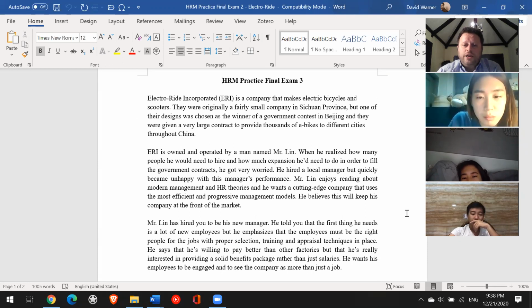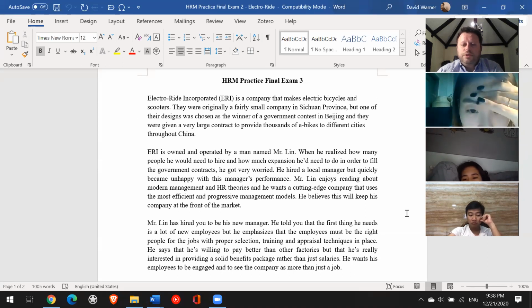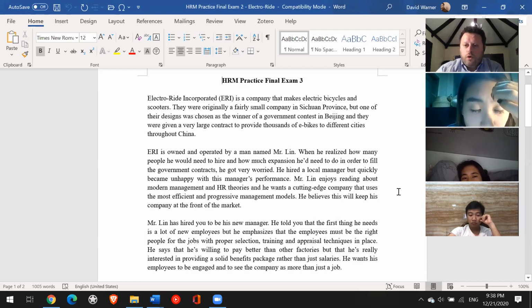He hired a local manager, but quickly became unhappy with this manager's performance. Mr. Lin enjoys reading about modern management and HR theories, and he wants a cutting-edge company that uses the most efficient and progressive management models. He believes this will keep his company at the front of the market. So you can already see the first 2 paragraphs, just like the last one, are kind of an introduction. So don't worry that you're missing something in the first 2 paragraphs. That's just background.